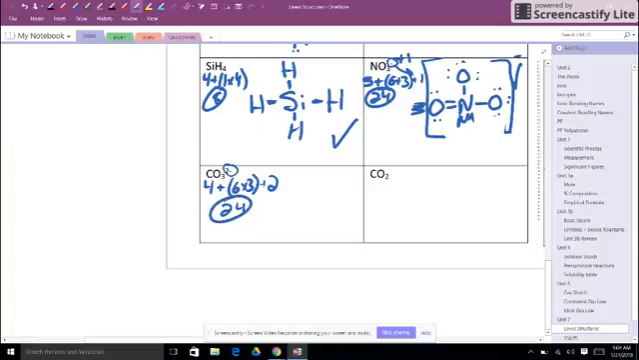It's kind of similar to that last one. Let's get carbon in the middle. Let's get the oxygens on 3 sides. Let's start with single bonds. Let's fulfill the octet rule. 2, 4, 6, 8, for each oxygen. Okay, now we're fulfilling the octet rule.